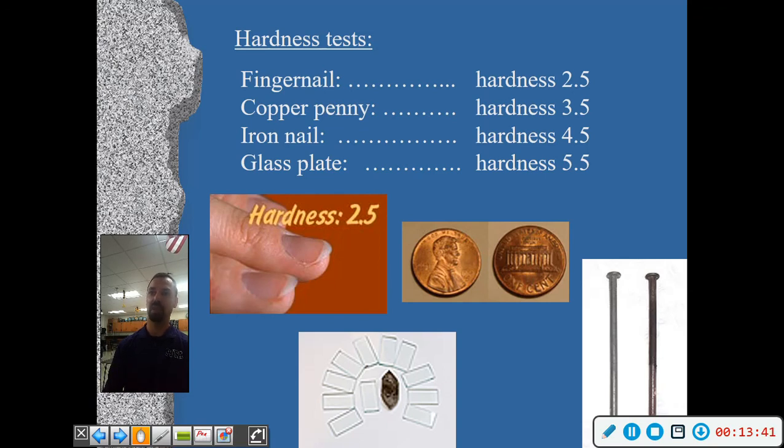Okay, and then we can use our fingernail next. If it scratches with our fingernail, then it's going to be less than 2.5. If it doesn't, then it would be between 2.5 and 5.5. So we can get that range from that little test. But if you have the other things around, you can get a more accurate measure than that.